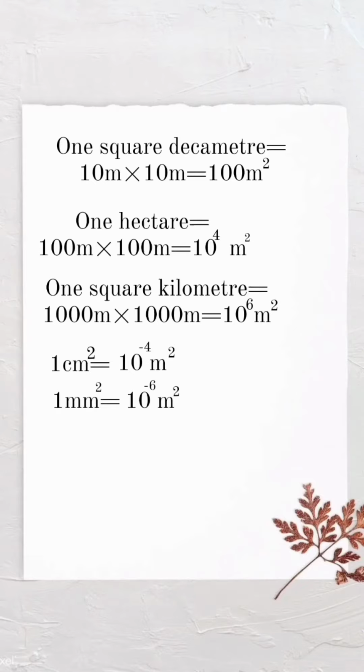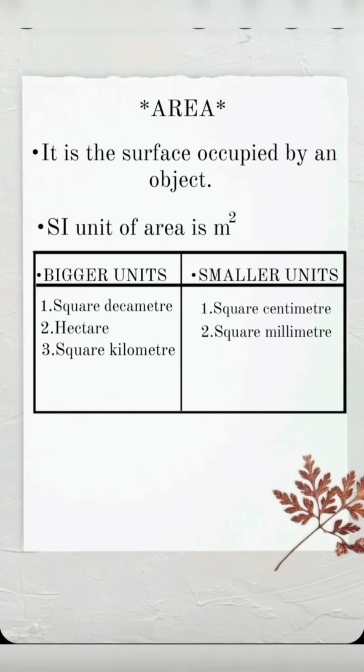Next, going to hectare. So 1 hectare is the area of square with each side of 100 meter. That is, 1 hectare is equal to 100 meter into 100 meter. That is 10,000 meter square. Next, 1 square kilometer is 1000 meter into 1000 meter. That is 10 raised to 6 meters square. So these are the bigger units used for measurement of area of villages, towns, etc.